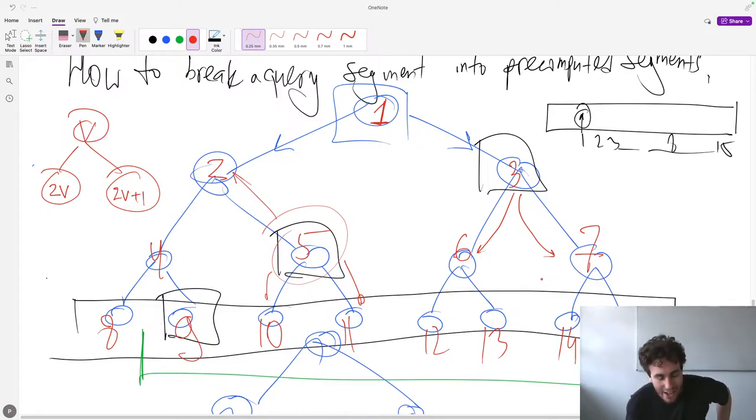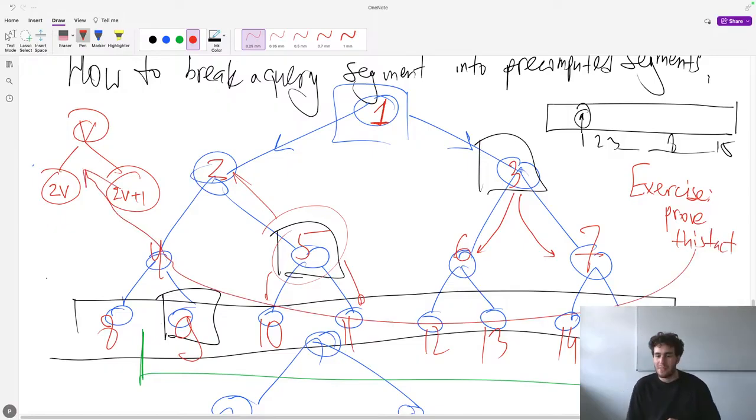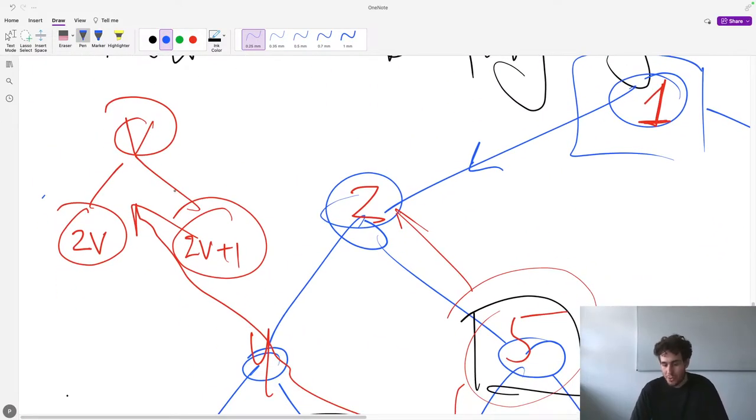And I can leave it again as an exercise. Prove this fact. Right? Prove it. And what about the other way around? So now we know, given a vertex, how to compute its children.